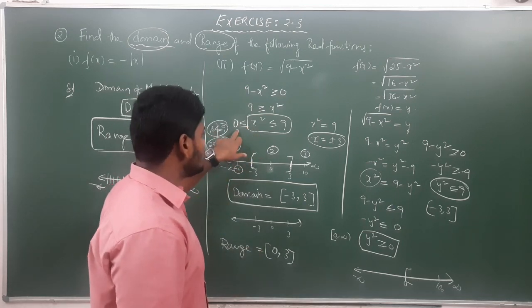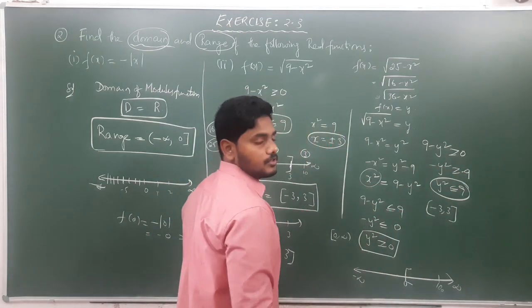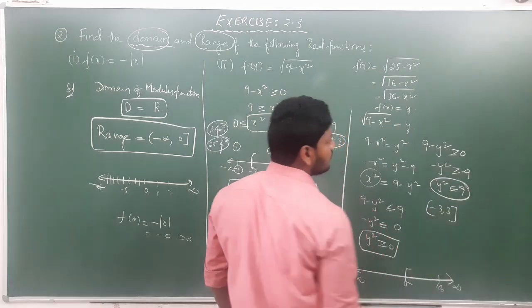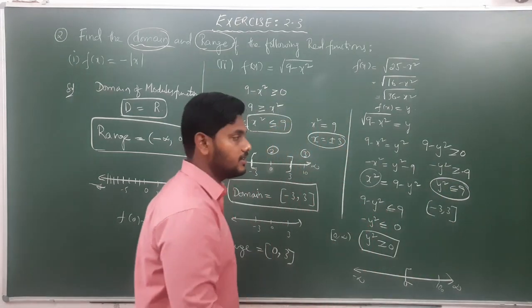As x square is greater than 0, 9 minus y square is also greater than 0. So minus y square is greater than or equal to minus 9. So y square is less than or equal to 9. Did you understand?